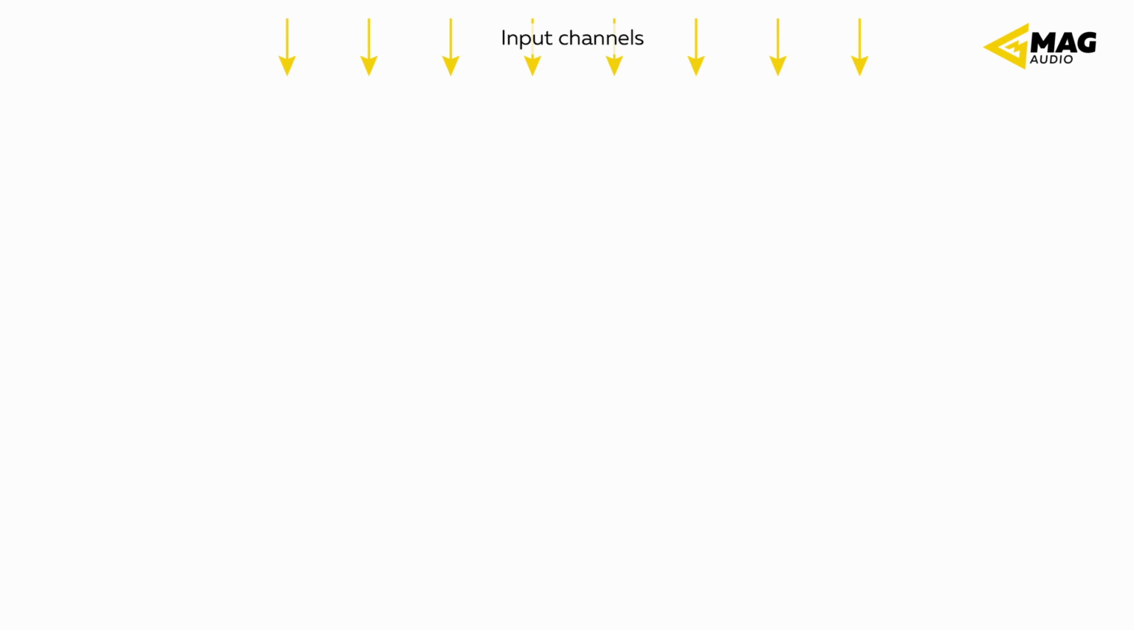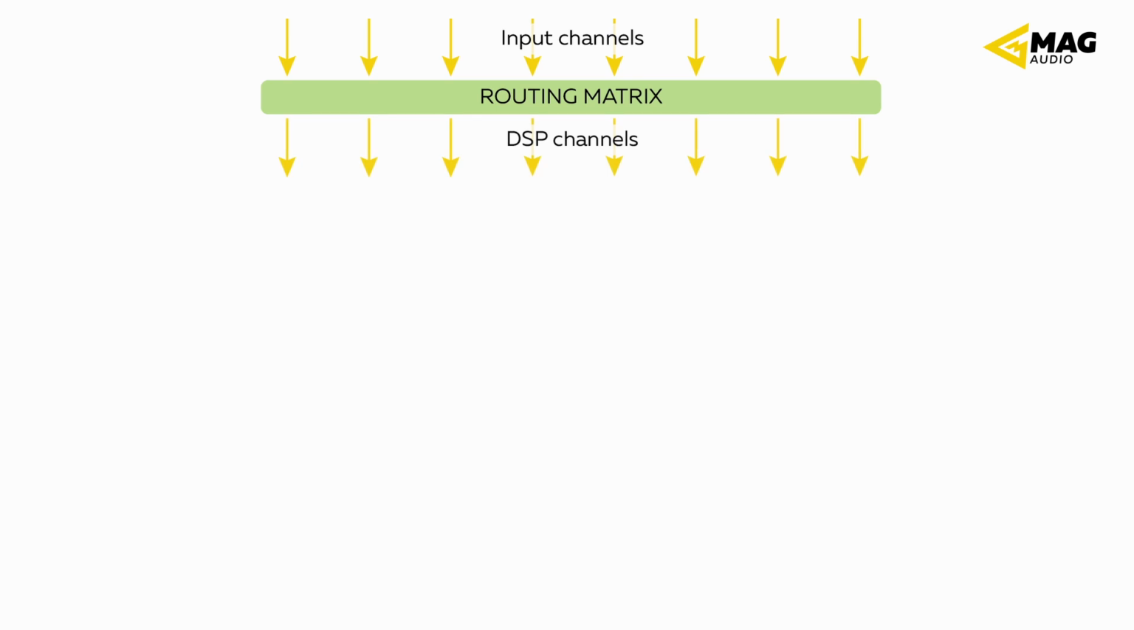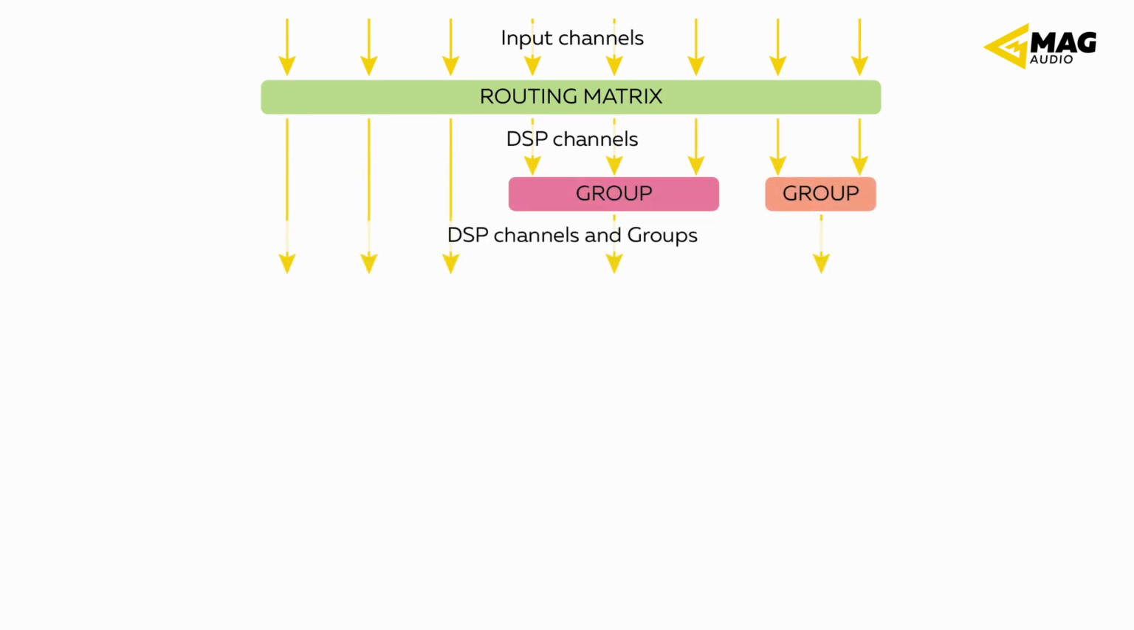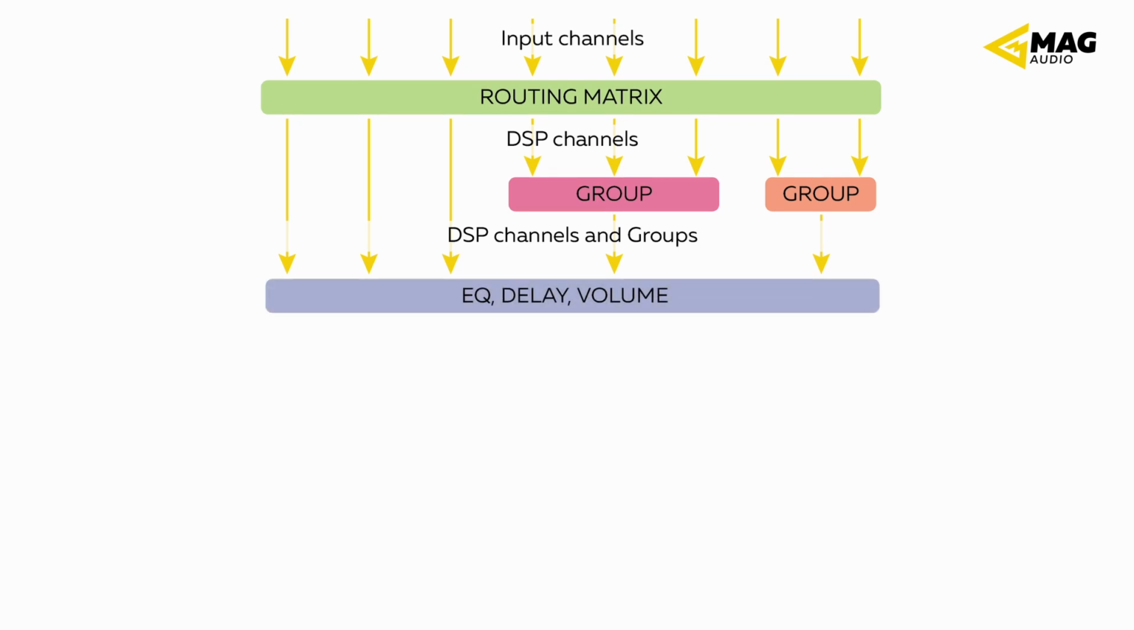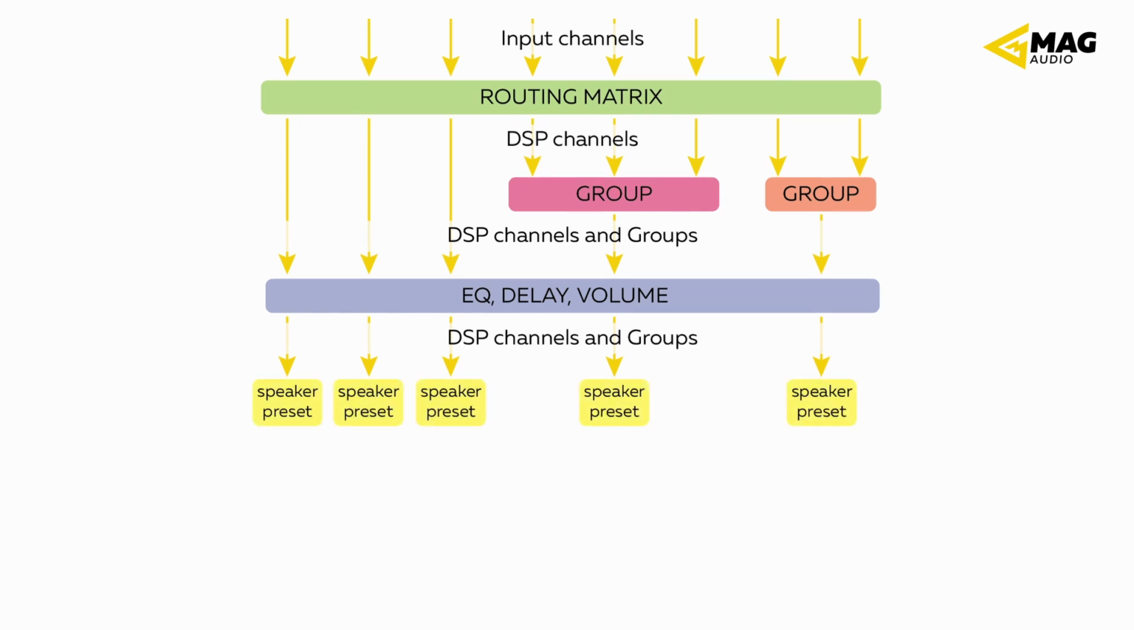Digital and analog inputs are routed through a flexible matrix, allowing inputs to be assigned to individual DSP processing channels. DSP channels can be grouped together or processed independently. Once the user has applied equalization, delay, and volume adjustments, these DSP channels and groups are assigned specific speaker presets. Finally, the processed signals are sent to the amplifier output channels.